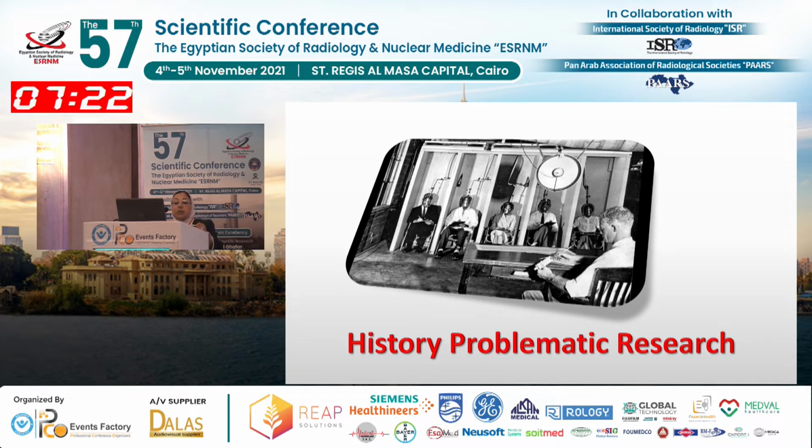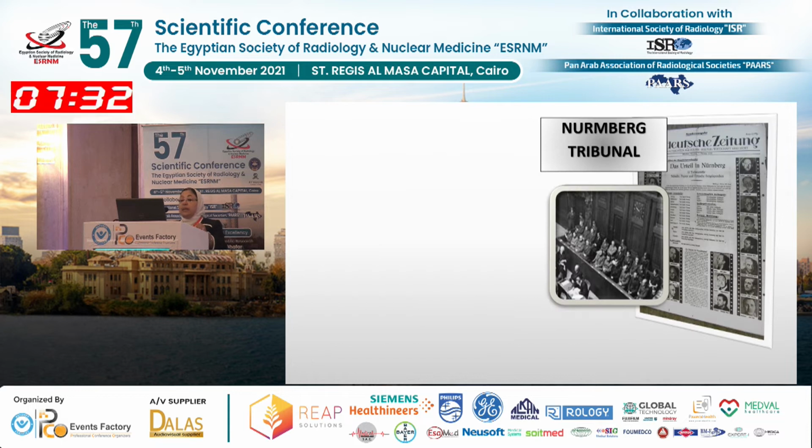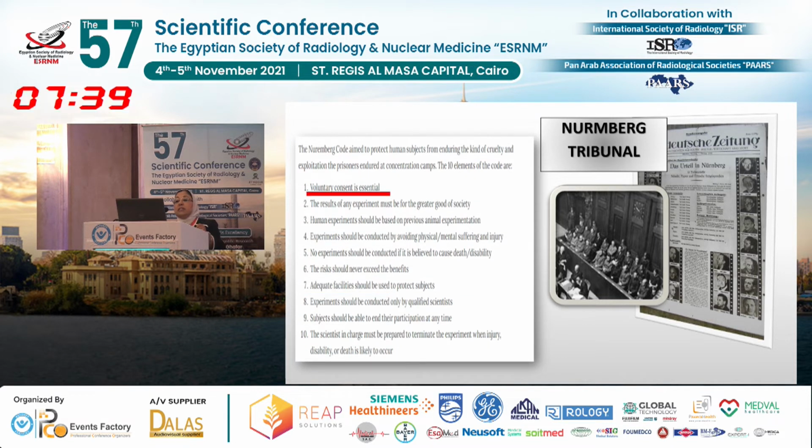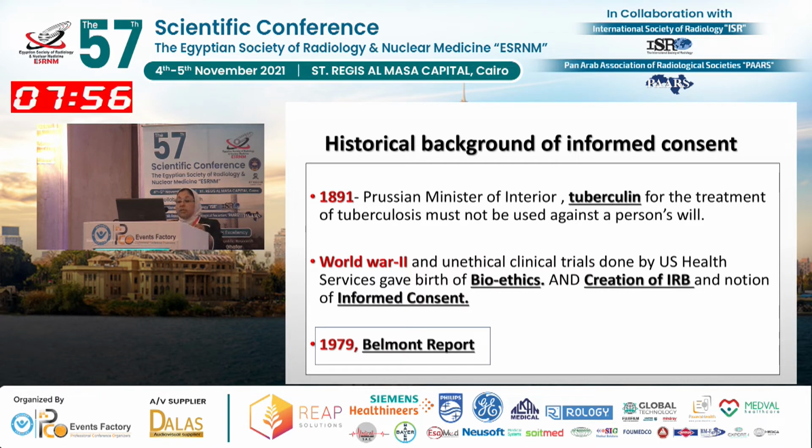The condition starts with a problematic history in research, especially in the era of World War II by the Nazi regime, which resulted in the tribunal in Nuremberg, Germany, and the result was the Nuremberg Code with its 10 codes, the first of which states that voluntary consent is essential. And in the Belmont Report in 1979, informed consent was extended to the whole process of the research and trial.